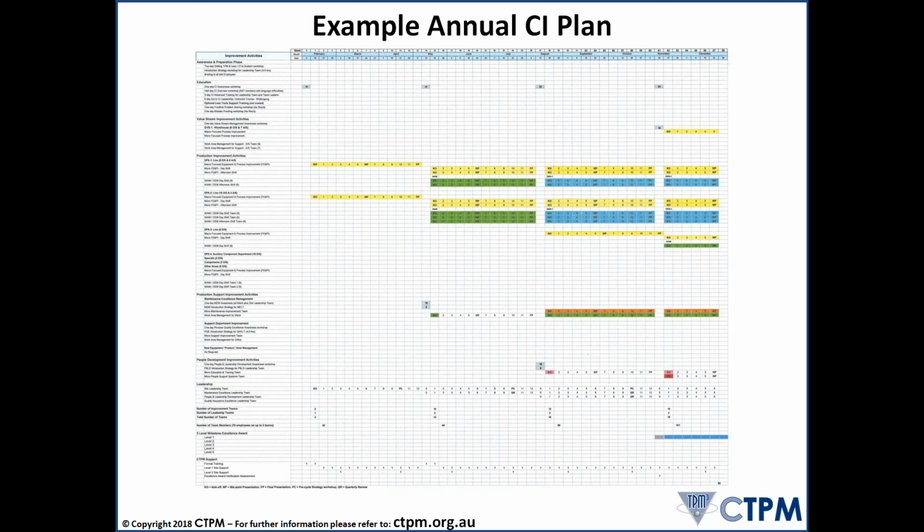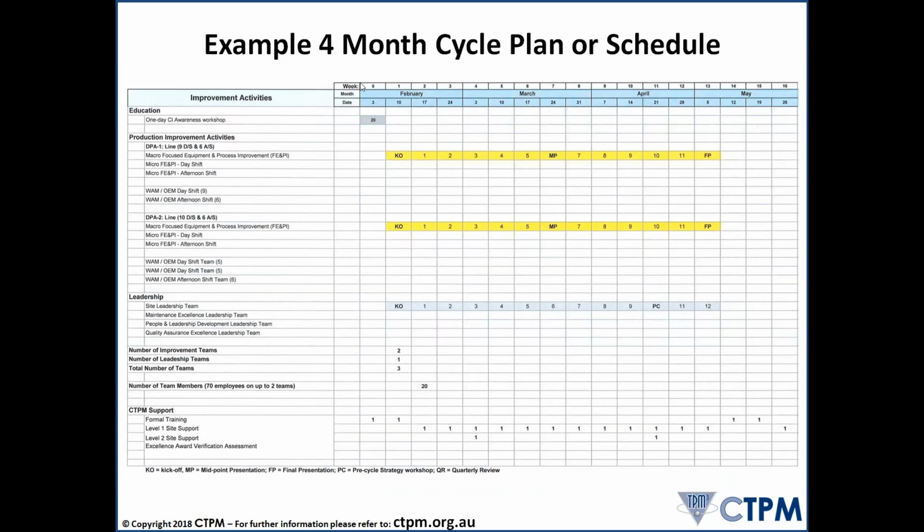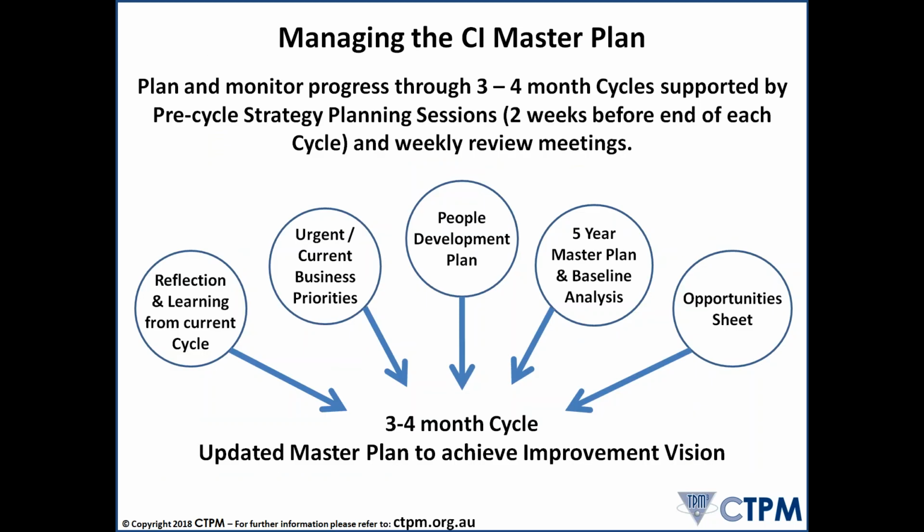And then an example of what's happening for a cycle. If we've got multiple teams running, we've got them listed down the left. We've still got our leadership activities happening. So we have those three levels of planning that need to take place.